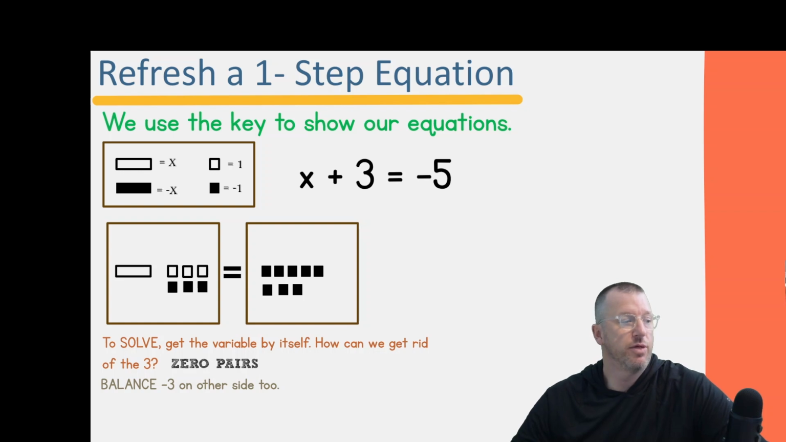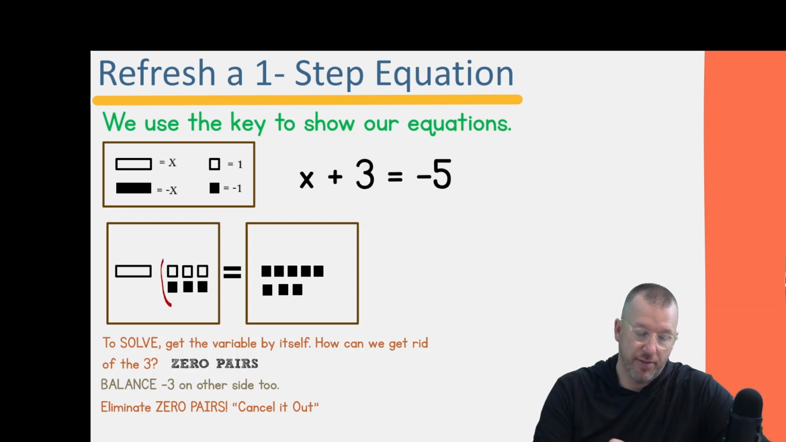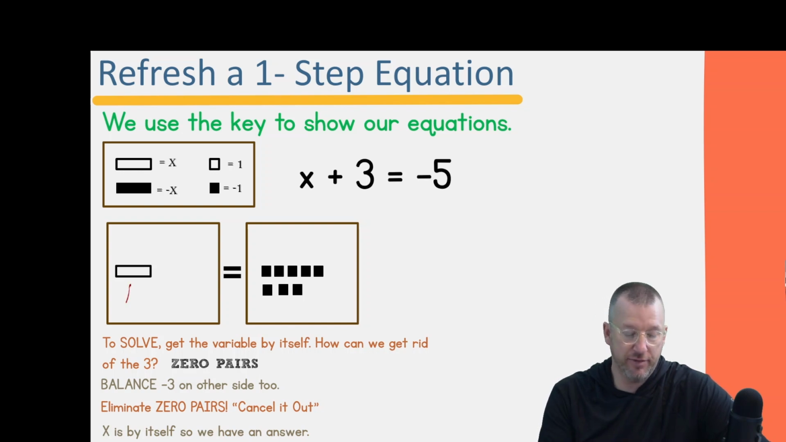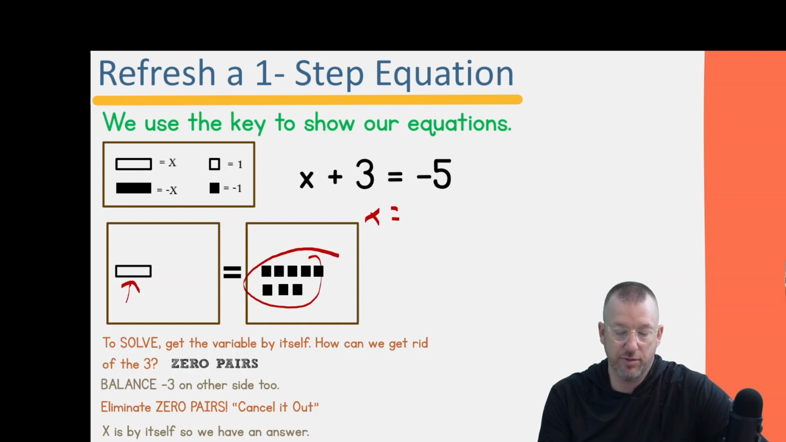Once I put that up there, I can go ahead and eliminate my 0 pairs. There's 0 pairs on one side: a positive and a negative, a positive and a negative, and a positive and a negative. Those are 0 pairs. We can get rid of those. And now we have x by itself. There is an x over here, nothing else to do to it. So our final answer is x equals whatever's over here. x equals negative 8 would be our final answer.